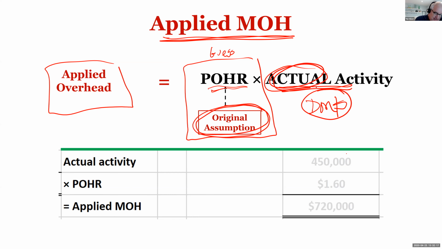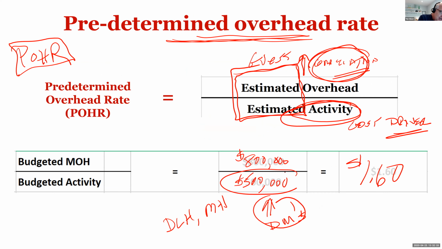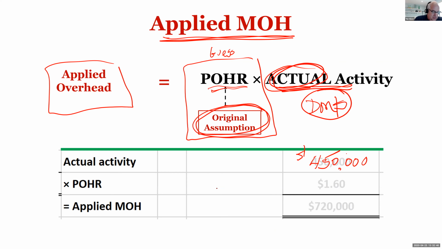So let's actually look at those numbers then, Eric. In this case, the actual direct material dollars were $450. Correct. And so what you're saying is, I need to use that actual, but over here, I had an estimate of 500,000. Exactly. So we need to be really careful there. All right. And so then we still got the $1.60 was our predetermined overhead rate. So we wind up with 720 as applied overhead.